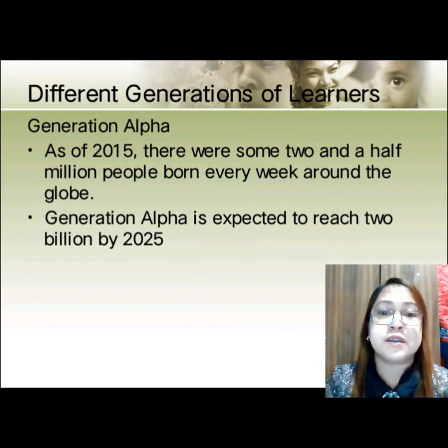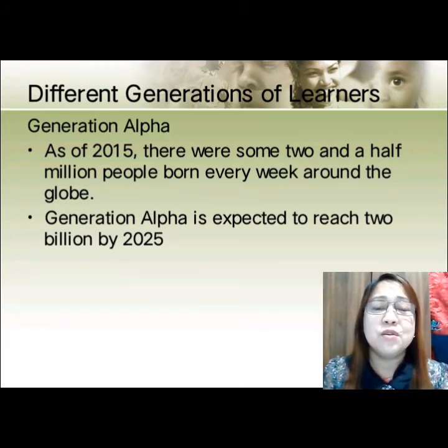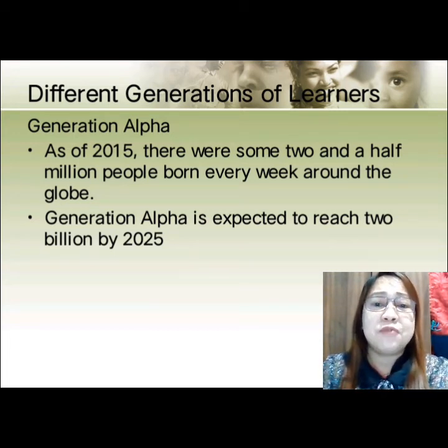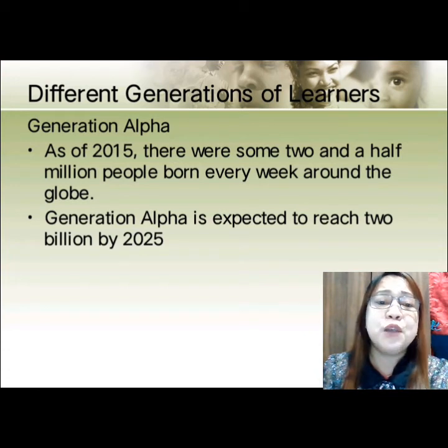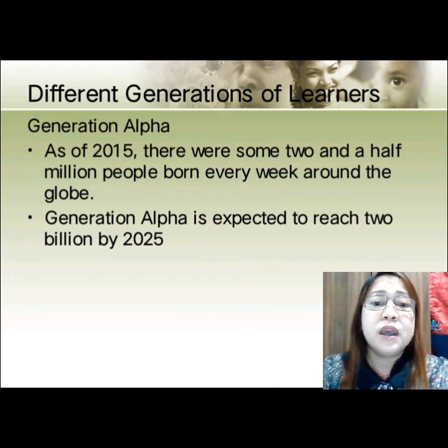As of 2015, there were some 2.5 million people born every week around the globe. Generation Alpha is expected to reach 2 billion by 2025. If they haven't already arrived in some of our classrooms, they will be there shortly. 2028 is not too far away.